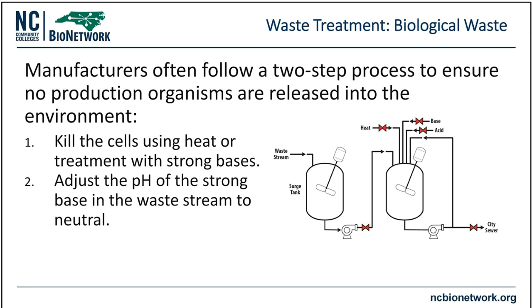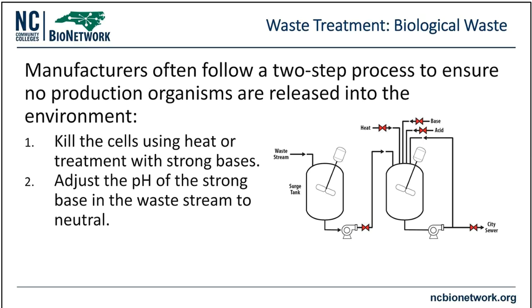So manufacturers will often do what we call a two-step process if there are biologicals present. Number one, we have to kill those cells. And number two, we adjust the pH of those samples and those liquids to make sure that they stay dead. We give them a one-two sucker punch, so that they are killed and they don't come back, and we are adjusting the pH so that we can safely dispose of them the proper way.